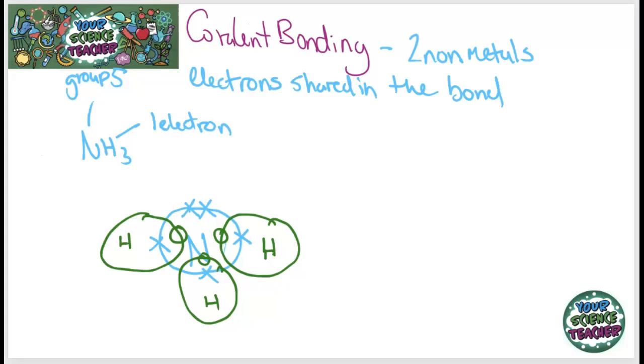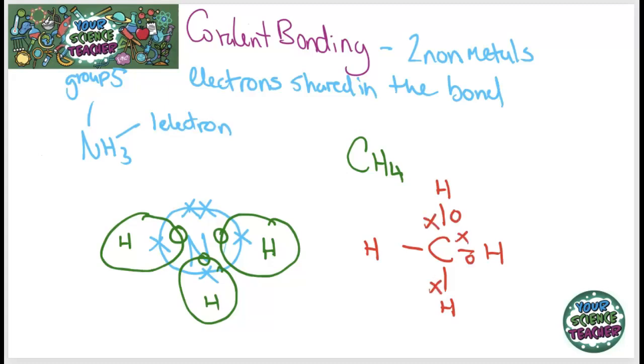You can also represent these bonds with something called a ball and stick model. So I'll just draw out what that shows as well. A ball and stick model is where you draw sticks to represent the bonds. This is actually what's called methane. And if I put the electrons in here, just show the electrons, then it looks like this.